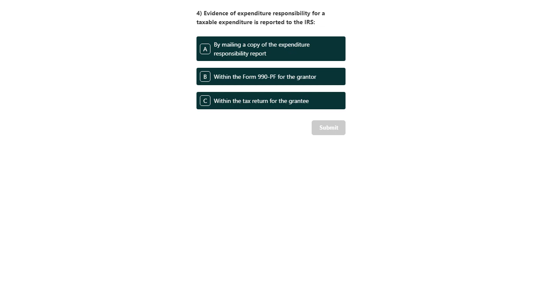All right, thank you. So the fourth question is, evidence of expenditure responsibility for a taxable expenditure is reported to the IRS, and your options are by mailing a copy of the expenditure responsibility report within the Form 990-PF for the grantor, or within the tax return for the grantee.